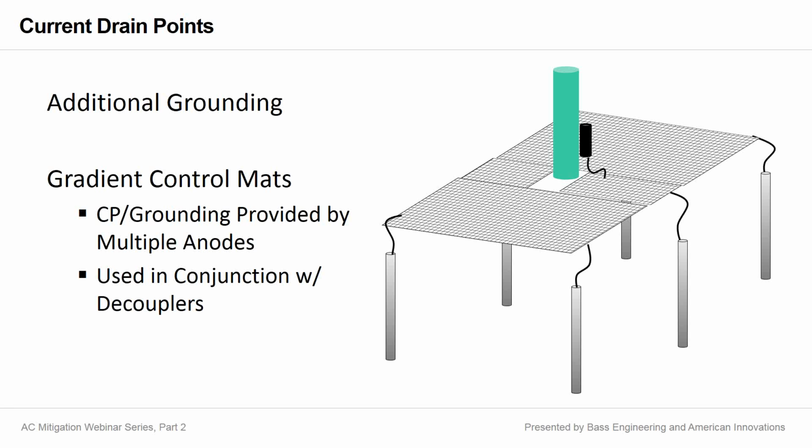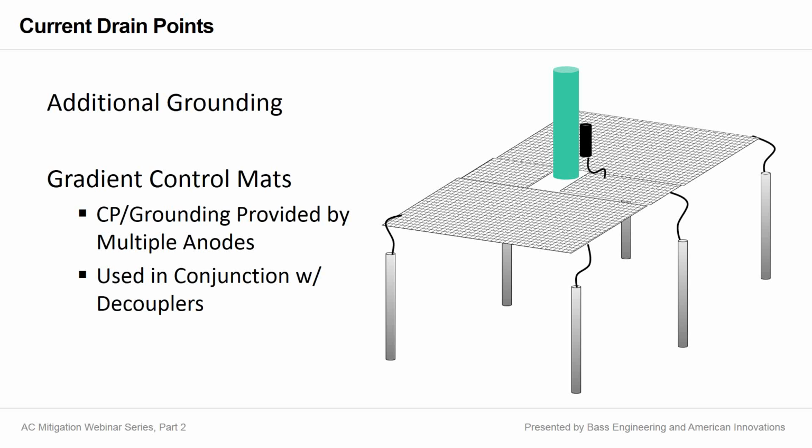It is not a one-size-fits-all situation, no more than any CP system is a one-size-fits-all. So you have to be very deliberate about considering that gradient control mat, considering the surface area, considering the soil resistance, and design the CP system to protect that amount of gradient control mat material.